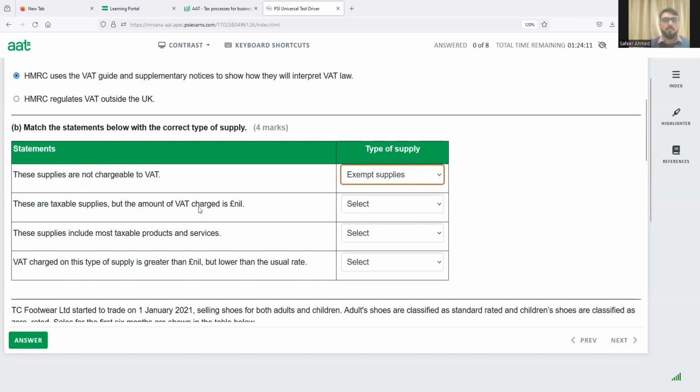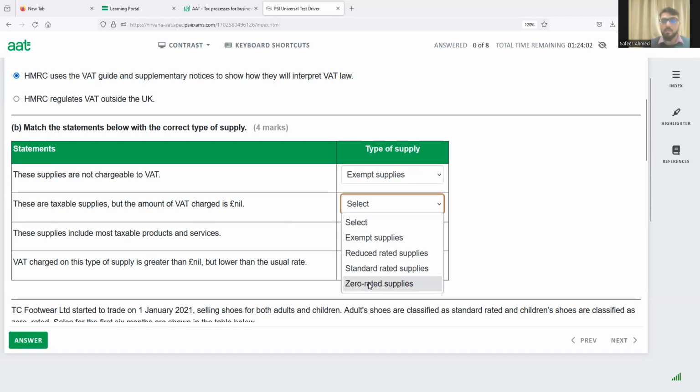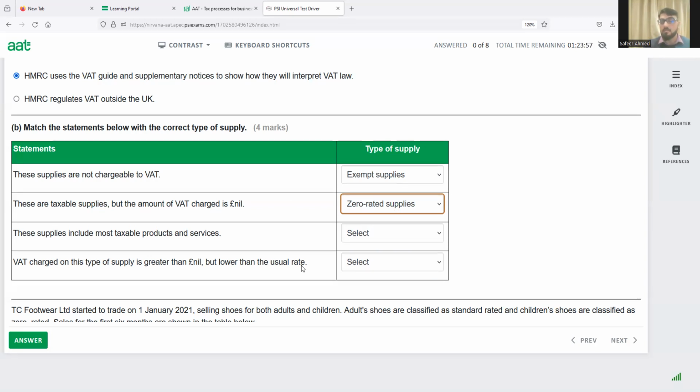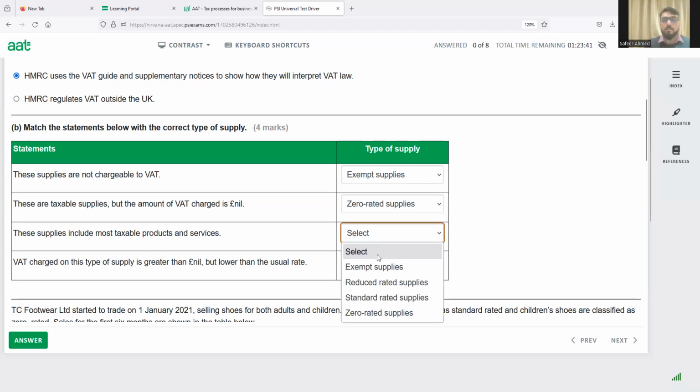Next statement, which is these are taxable supplies, but the amount of VAT charged is nil. And we know that this is zero rated supplies. So zero rated supplies, although it's chargeable, but at nil or at zero. The next statement is these supplies include most taxable products and services. So we know in the UK, majority of the products and services are chargeable at 20%, which is standard rated supplies. So from the drop-down menu, it is standard rated supplies.